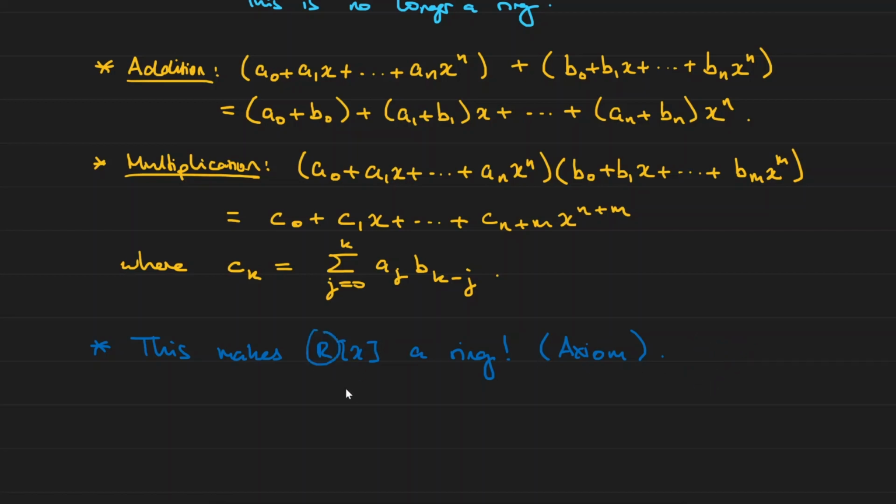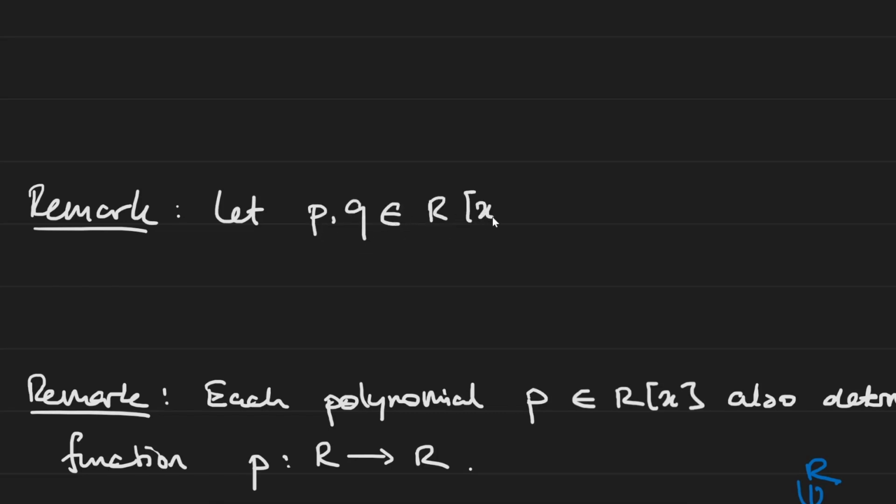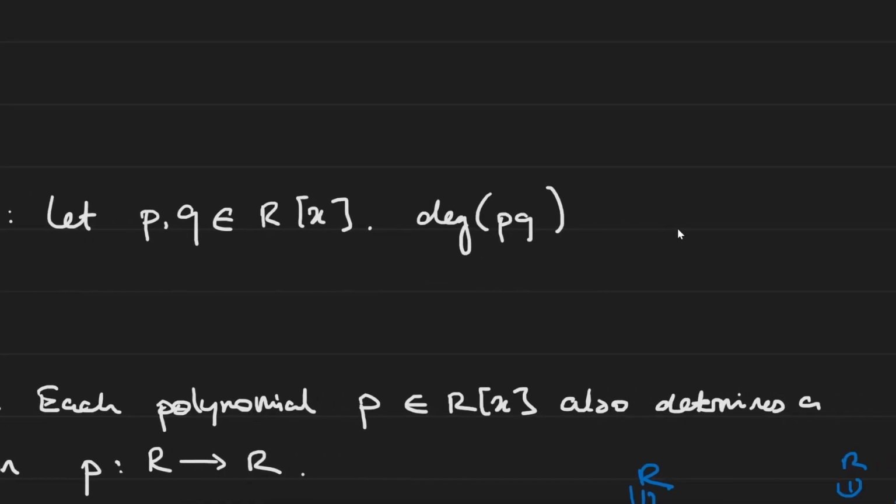So I just want to add an extra, rather important remark before we continue. Let P and Q be two polynomials in your ring R of x. Then from your polynomials knowledge in high school, you'll know that the degree of P times Q is equal to the degree of P plus the degree of Q.